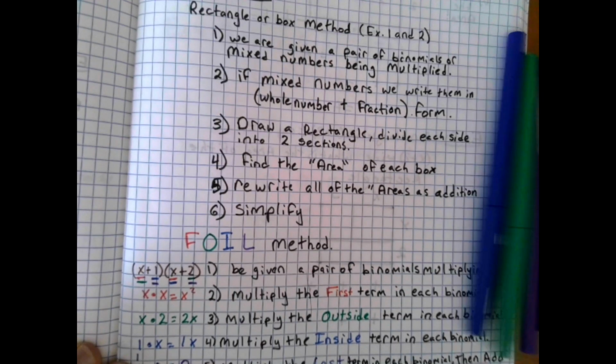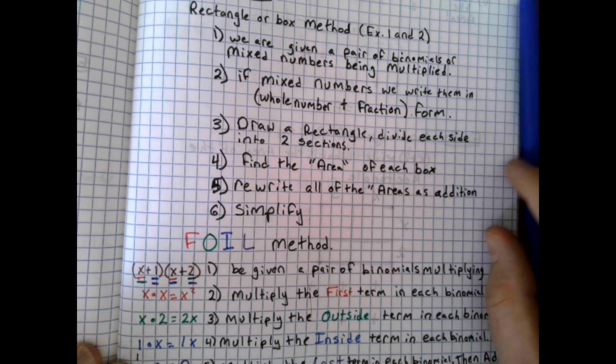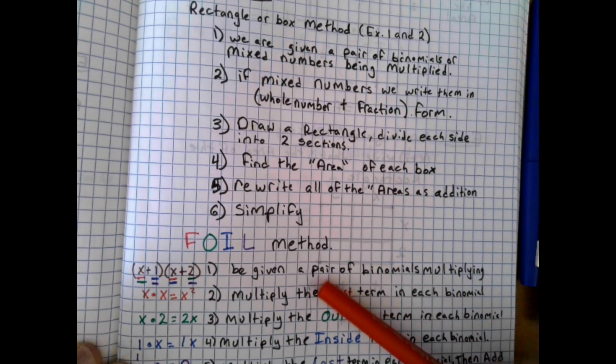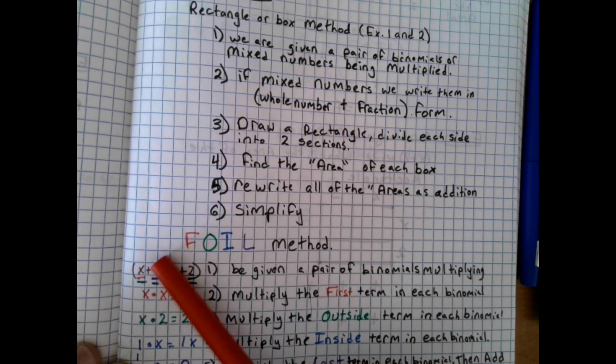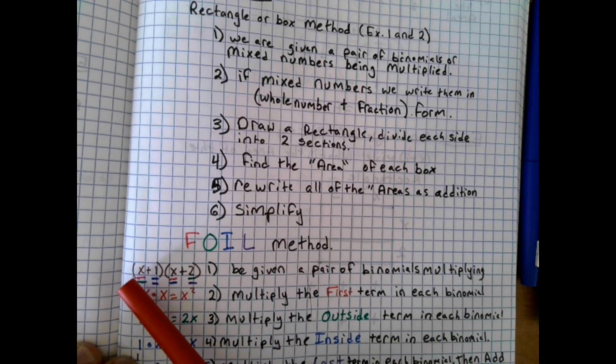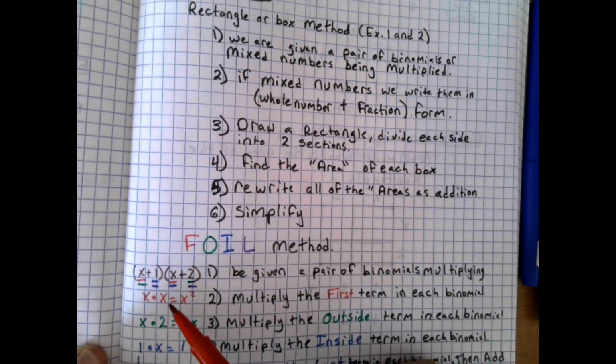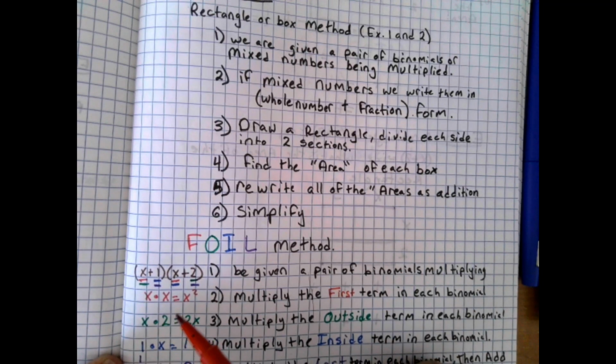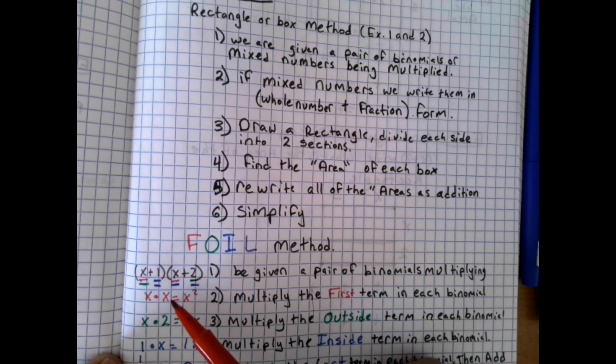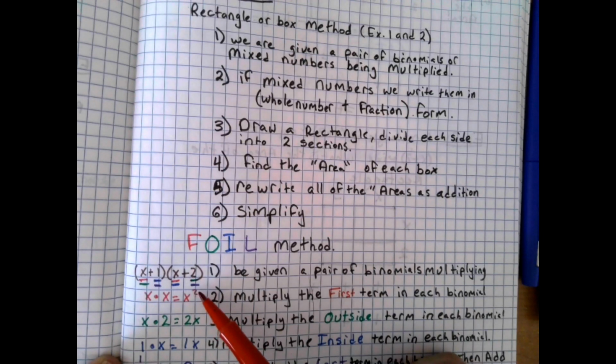Now, I color-coded this so you guys can keep track of it a little bit easier. The first term I underlined in red. It's the first one in each set of parentheses. Notice in this set, the first term is the x. In this set, the first term is the x. So we did x times x. And I know all of you know that x times x is x squared.